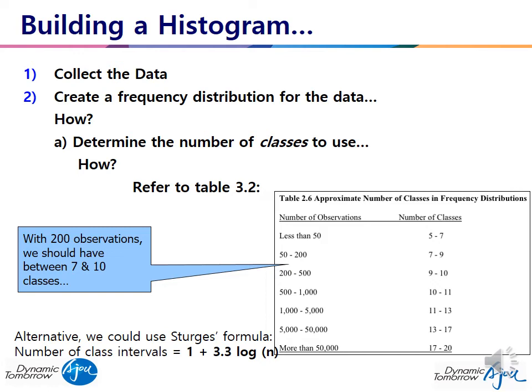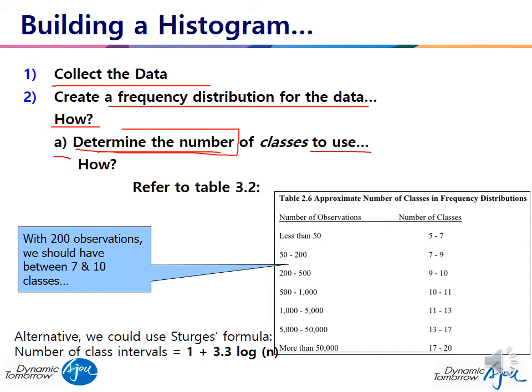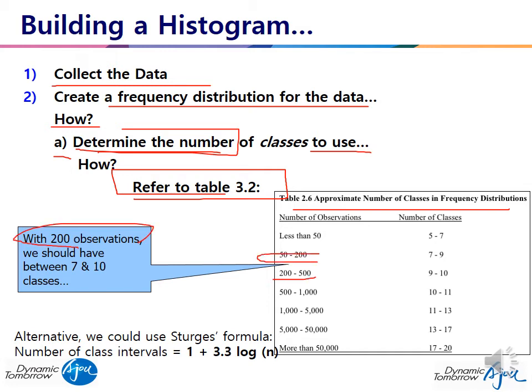This slide shows how to create a histogram. First, you should collect data. That's the first job. The second job is to create a frequency distribution of the data. How? First, determine the number of classes to use. To determine the number of classes, we can refer to Table 3.2, the approximate number of classes in a frequency distribution.